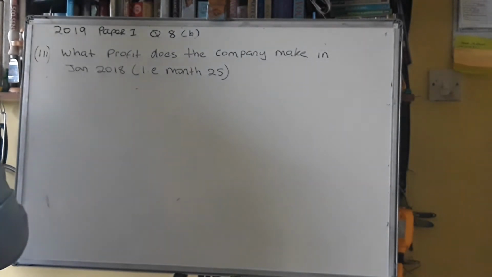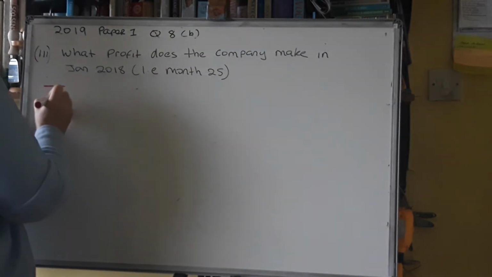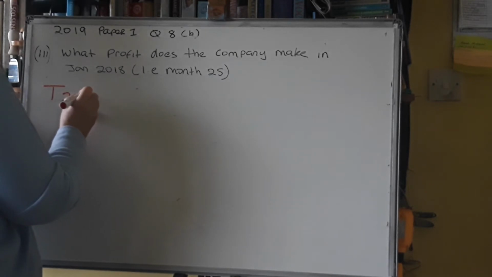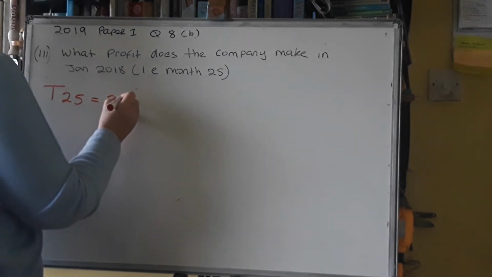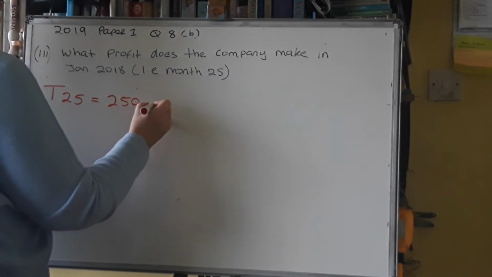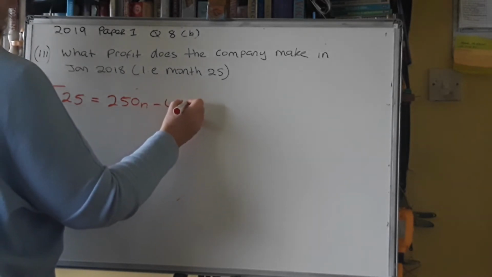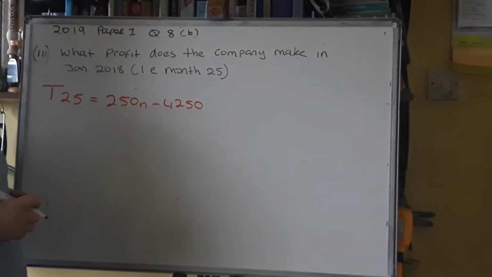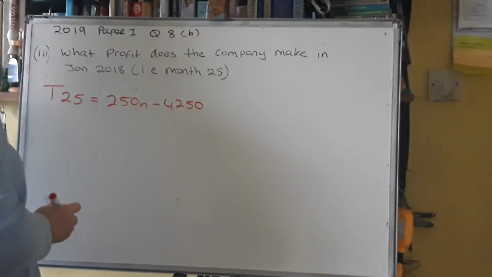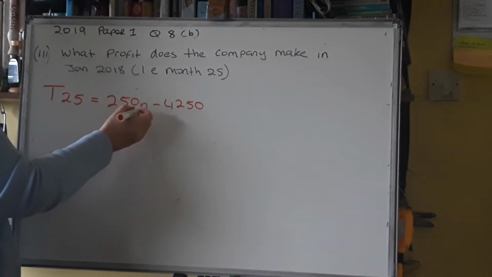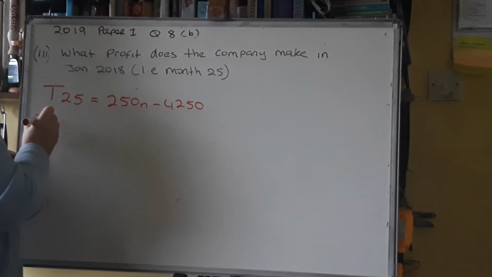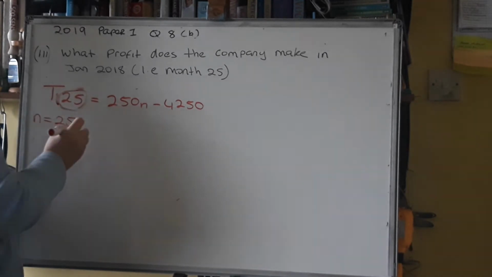Okay, so we have term 25, that's what we're looking for. And we know that it is equal to 250n minus 4,250 because we worked that out already from before. So what you're going to do is replace that letter n, and n is just this, 25. It's the term we're on, it's the month we're on.